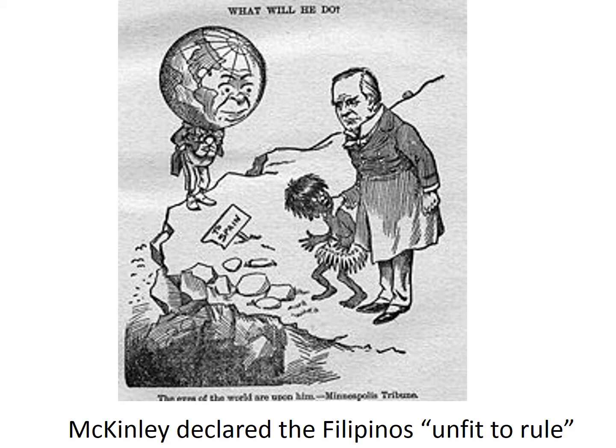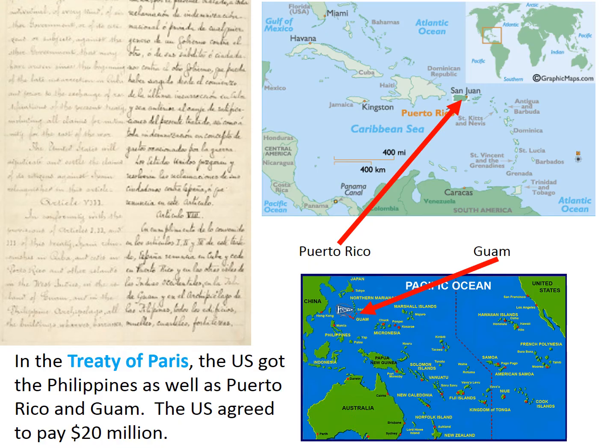McKinley, who had called the Spanish-American War, quote, a splendid little war, declared that the United States had to annex it all because the Filipinos were, quote, unfit to rule. McKinley's statement really ticked off the anti-imperialists still in Congress. Andrew Carnegie even said he would purchase the Philippines' independence for $20 million.